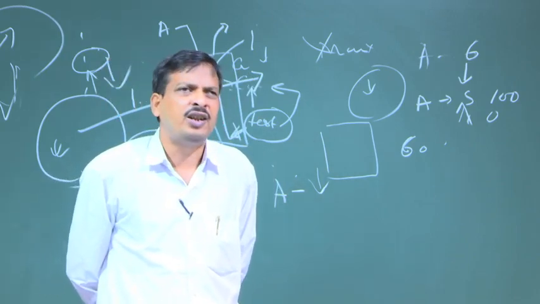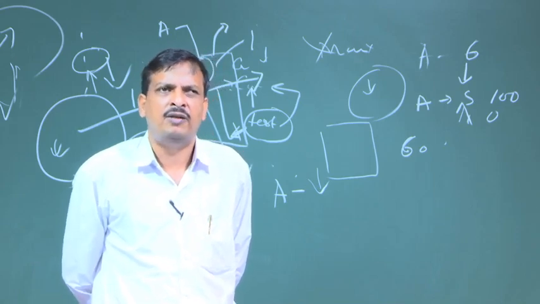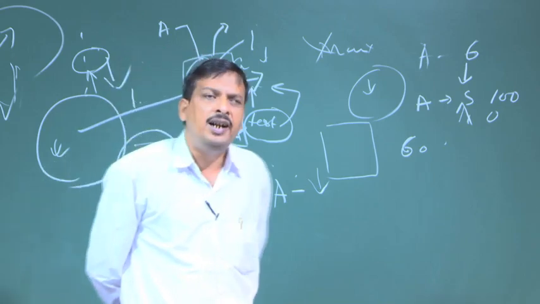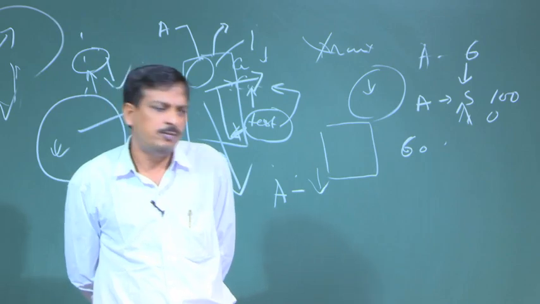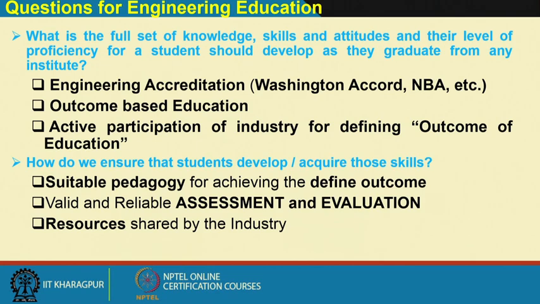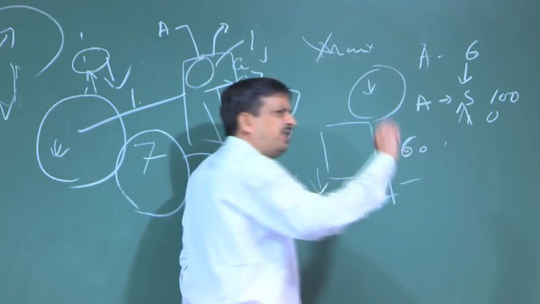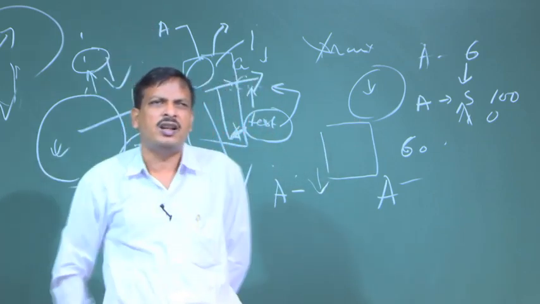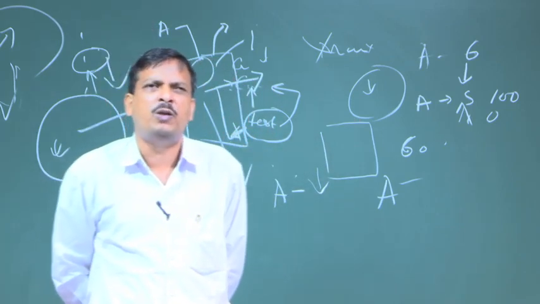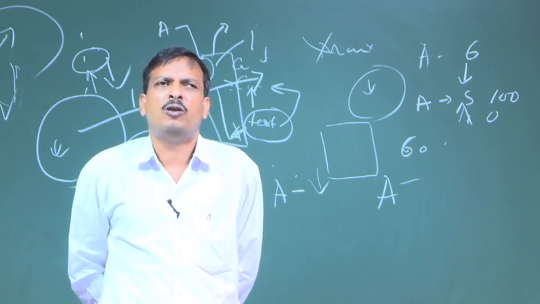I will discuss in detail what we mean by reliable, and this is the assessment and evaluation system. I will discuss validity and reliability of assessment and evaluation. Then, resources shared by industry. Industry says the students of Institute A do not know anything about this software. I require knowledge of this software because they will be using it here to develop this thing. So, that is why they are not employable.